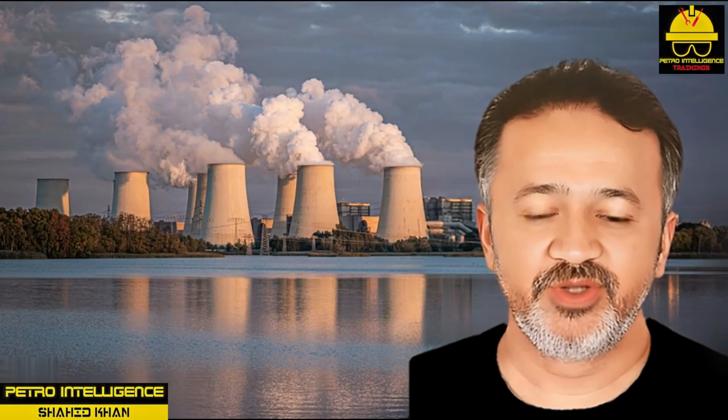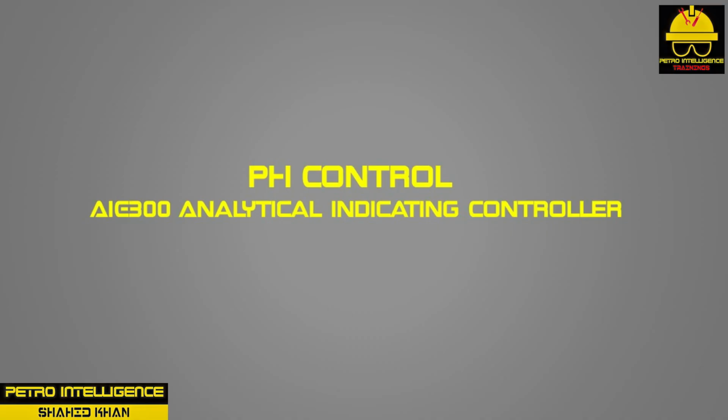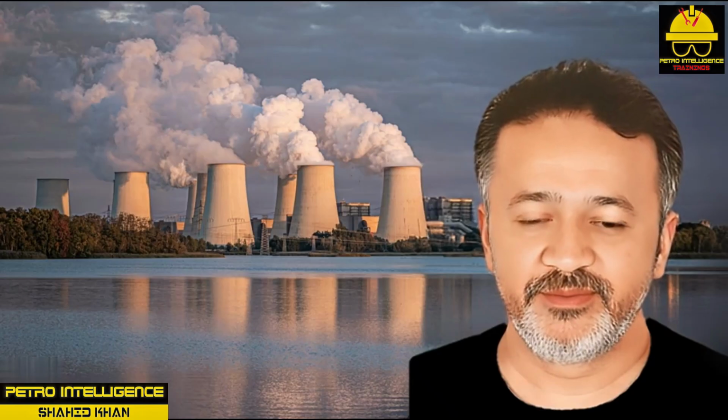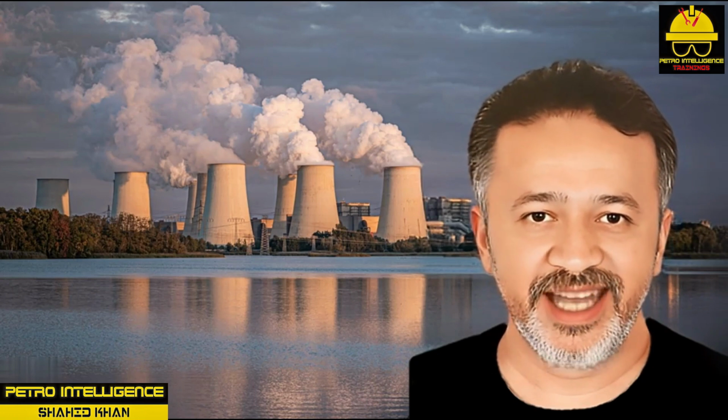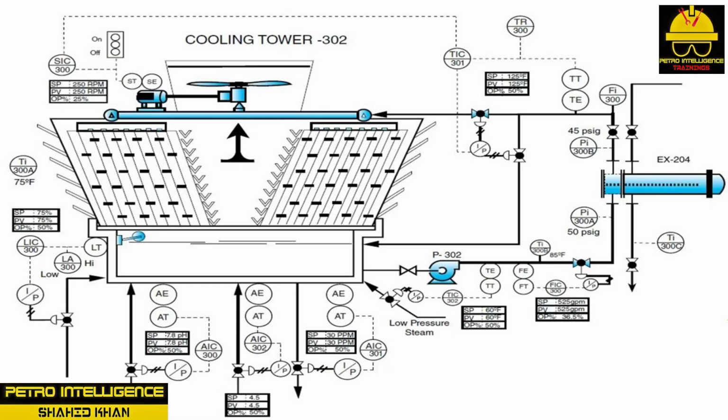Analytical control features on the cooling tower. System pH Control, AIC 300 Analytical Indicating Controller. The purpose of this controller is to control the pH inside the cooling water basin. The pH in the cold water basin has a tendency to increase in alkalinity. The control set point is 7.8 pH.